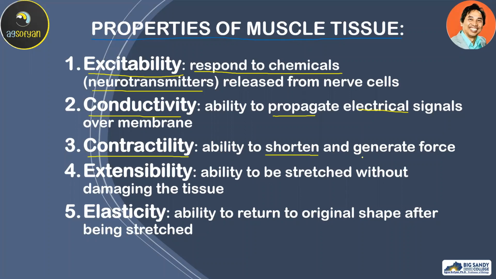So shorten, and then it will generate the force, whether pumping the blood or moving things with our hand, kicking with our leg, for example. It is actually the function of the contraction. And extensibility, ability to stretch without damaging the tissue. So the muscle also stretching, which is become longer. And elasticity, ability to return to the original shape after being stretched. So it has this elasticity. So these are the 5 properties of muscle tissue.